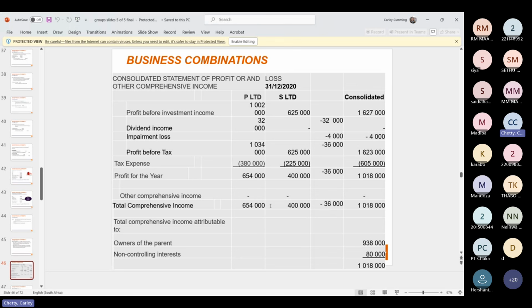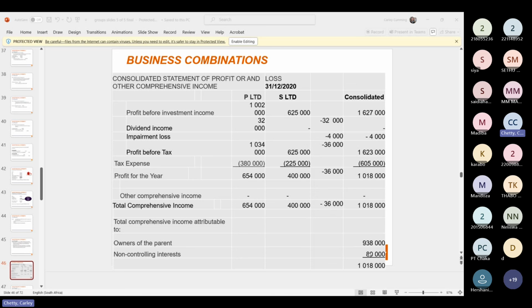And then our total comprehensive income is the same because we didn't have anything in other comprehensive income. Then we need to split this between owners of the parent and the non-controlling interest. So if you go to your analysis of owner's equity on slide 36, you'll see that the NCI share of profit is 80,000, and then that gives us 938,000 for owners of the parent.